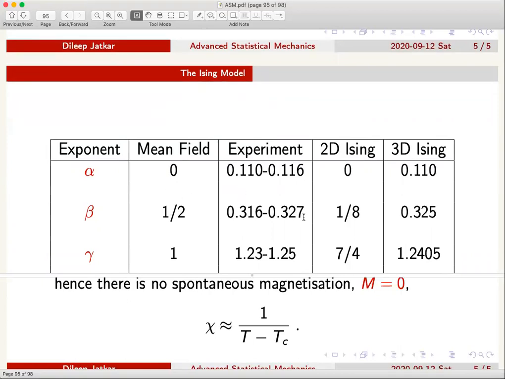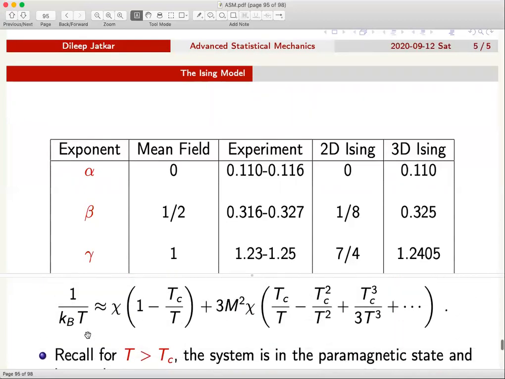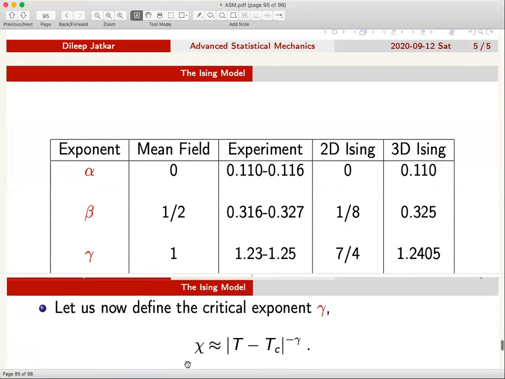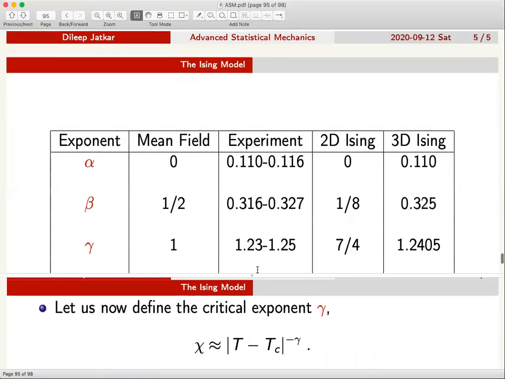If you go ahead and look at gamma, remember gamma was the exponent that we used. Let me just show you here. Gamma was the exponent that we used for determining the susceptibility, and we found that the susceptibility exponent was 1. In fact, within the mean field theory, it did not matter which way you approach Tc, it was 1 anyway. Experimentally, the number is 1.23 to 1.25, which is not bad actually.